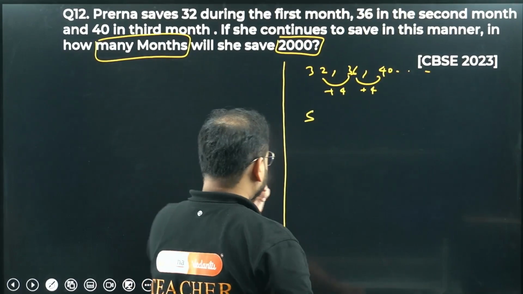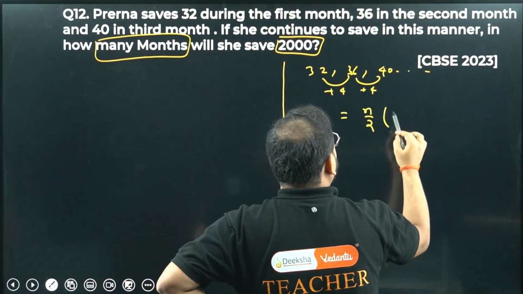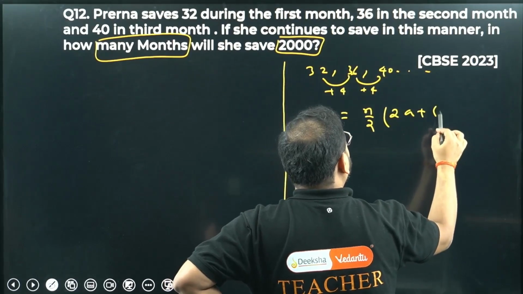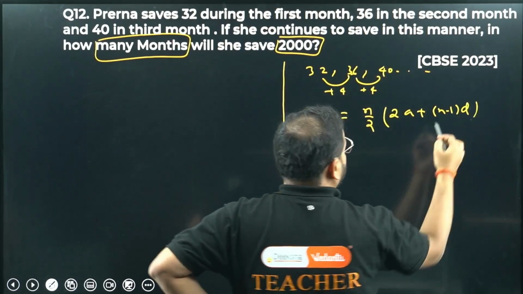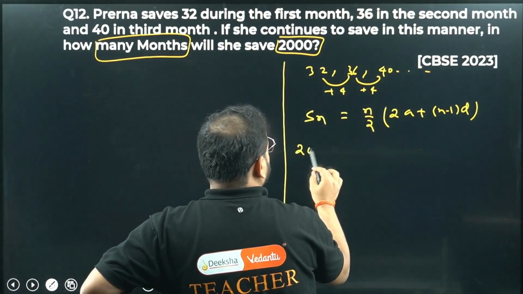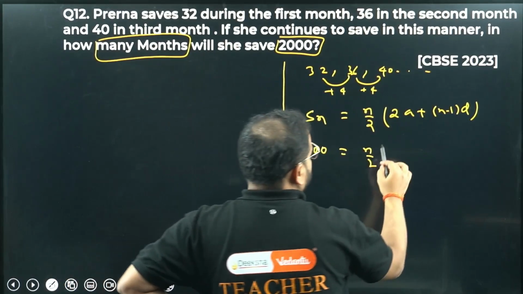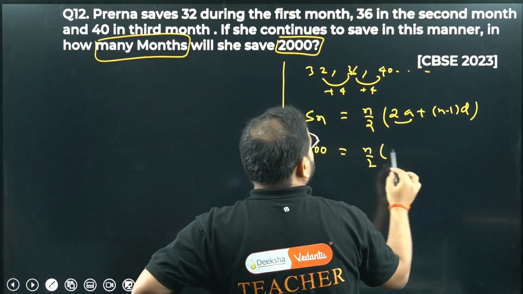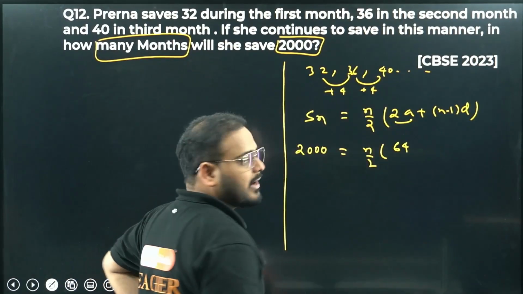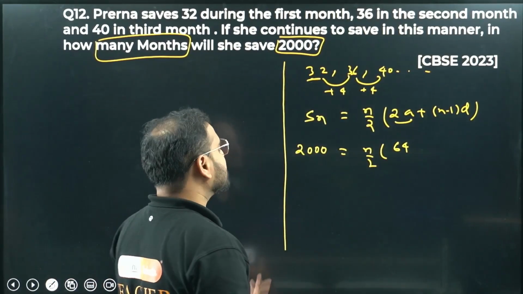So Sn equals n by 2, 2a plus n minus 1 times d. The formula is there. Okay. Was Sn going to be 2000? So right here, 2000. n we don't know. So n by 2. Okay. Twice a. So twice of 32 means 64. Correct. Twice a is 32, no? So 64. First month saving is 32 rupees.